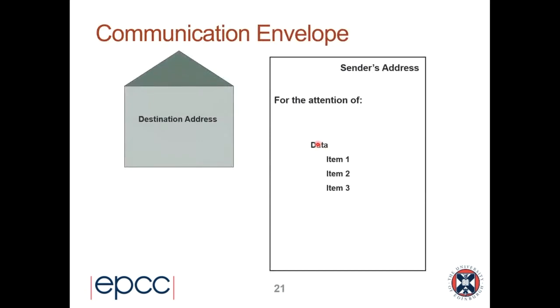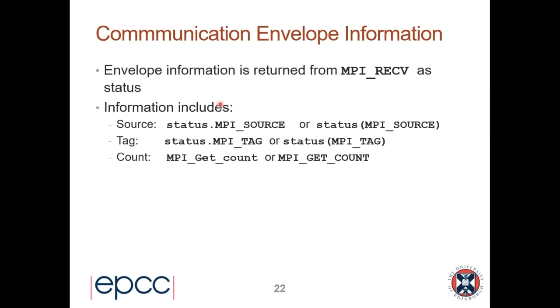So that kind of metadata is like the envelope information. You know, you have the sender's address and then the data. So basically the major payload of the messages is all the data, but we have all this envelope information as well. And this is returned in the status. So in C, the source and the tag are directly addressable as elements of the structure, status.MPI_SOURCE, status.MPI_TAG, or in Fortran, remember it's an array, status.